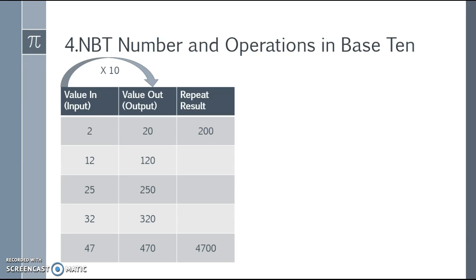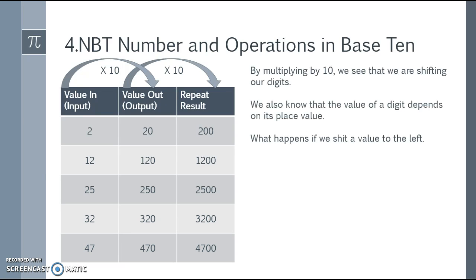Let's take this chart one step further and repeat the result. So 2 times 10 is 20, 20 times 10 is also 200. So I can finish filling out my chart as 1200, 2500, 3200, and 4700. I see that by multiplying by 10, we are shifting our digits. We also know that the value of a digit depends on its place value. But what happens if we shift to the left?